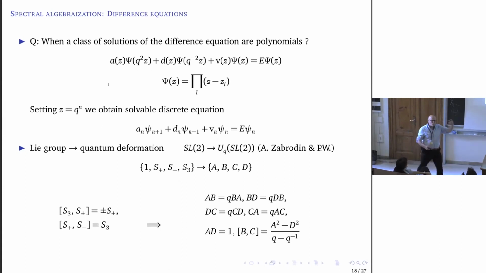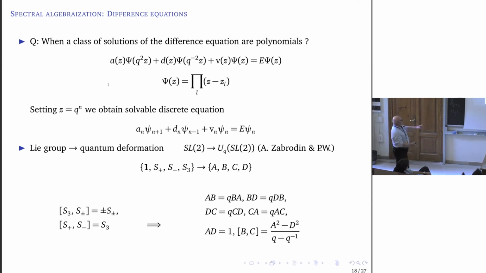Of course, it's not a full spectrum. But now we have a different situation. Let's consider a different situation where instead of a derivative, we have a shift by q, where q is a parameter of the shift. So we have functions A, D, V. Find those functions for which the difference equations produce polynomials.